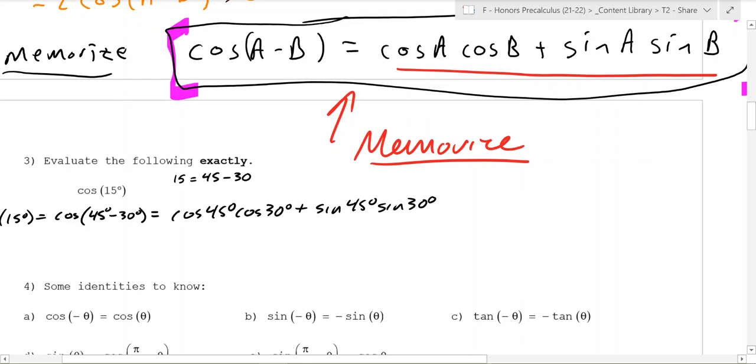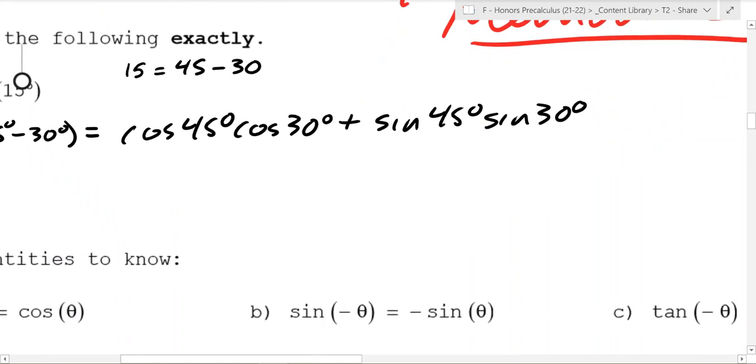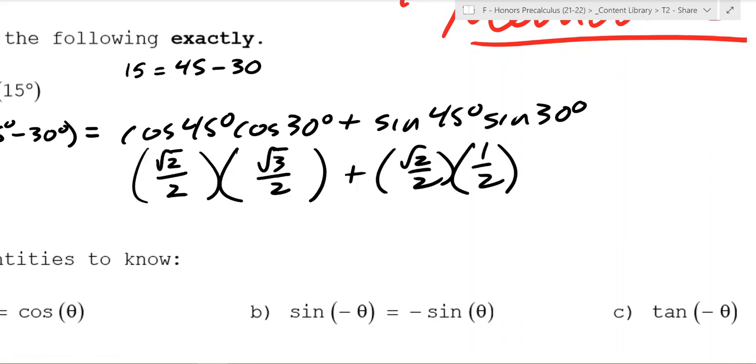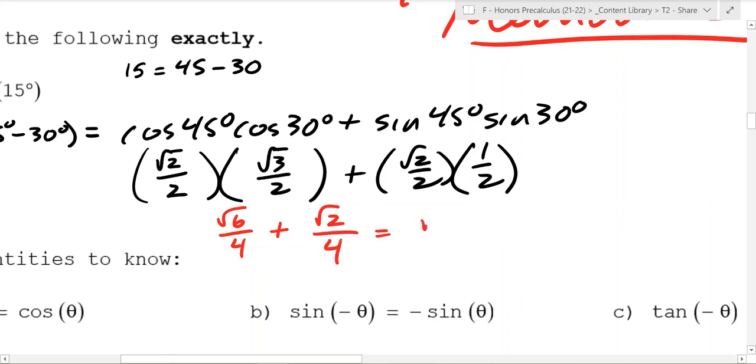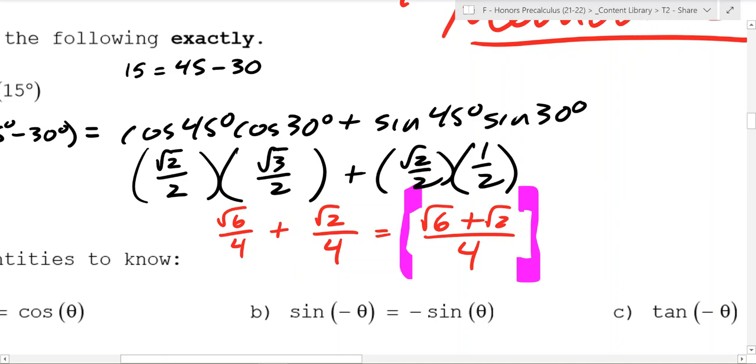Now this is bigger, but we know all of these values. So if you fill them in, you end up with this statement, and then you can simplify it even further. This is root 6 over 4 plus root 2 over 4. So this is going to be root 6 plus root 2 all over 4. You can't simplify that. Leave it just like this. So this is the exact answer using the formula that you were given.